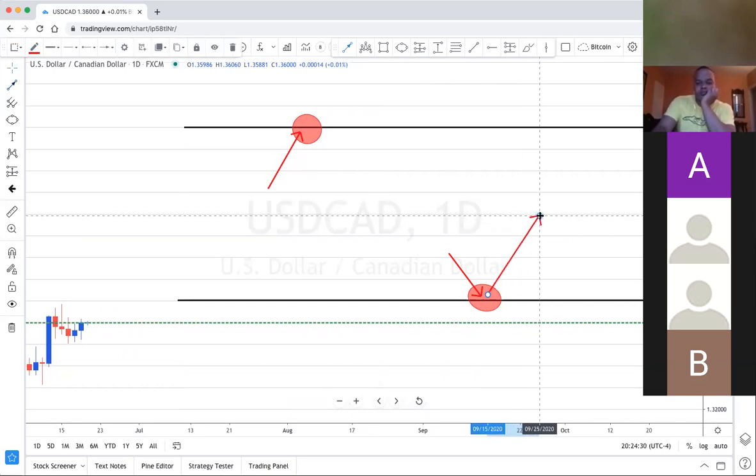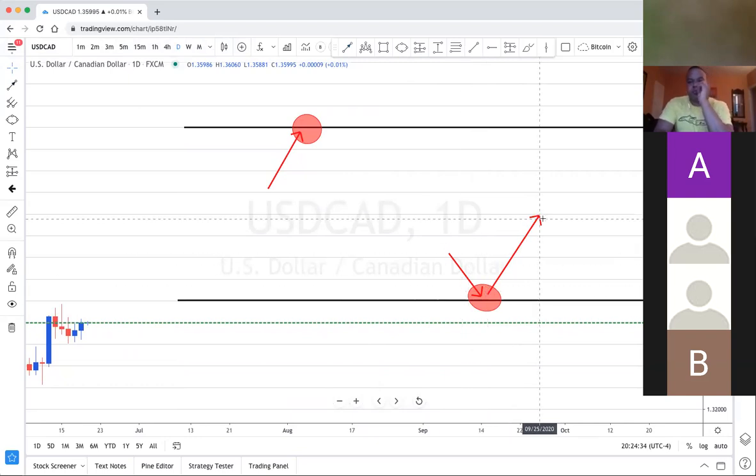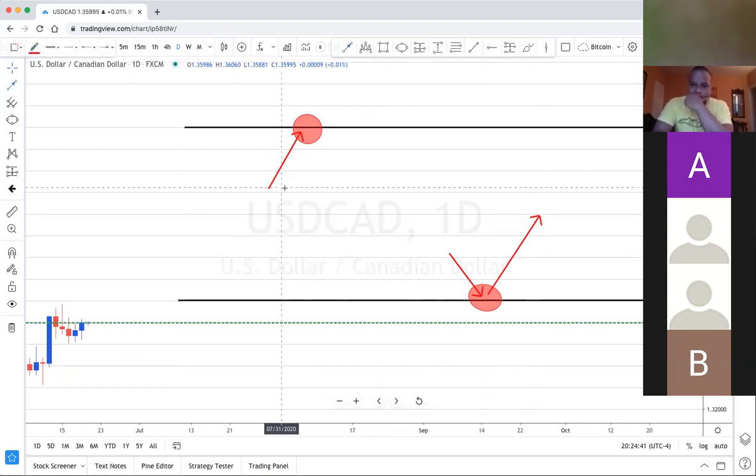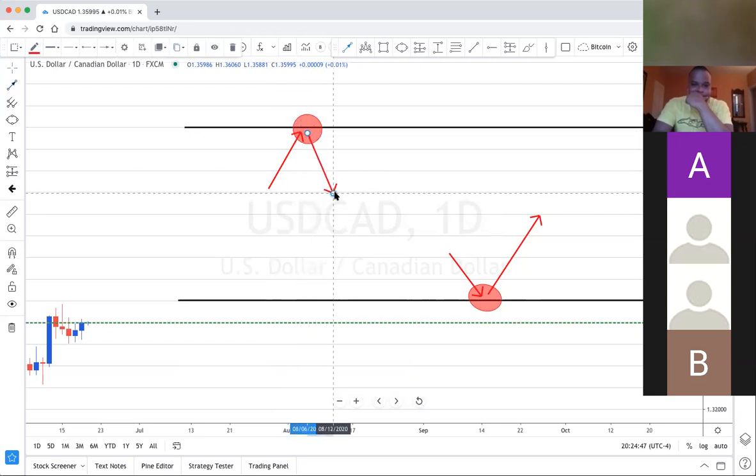What does a buy mean, guys? It means it's going up. Same thing here. Price finds a key area of resistance. We're expecting it could possibly drop, right?